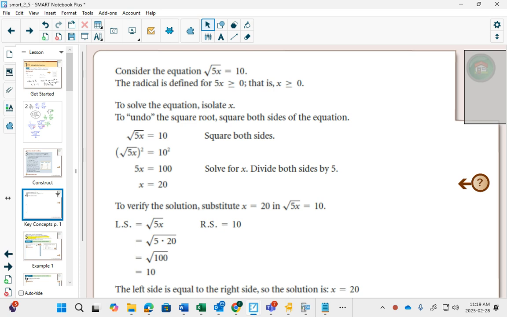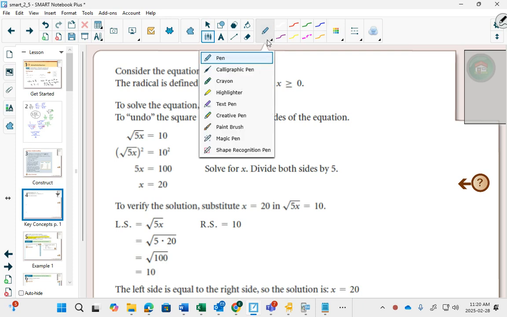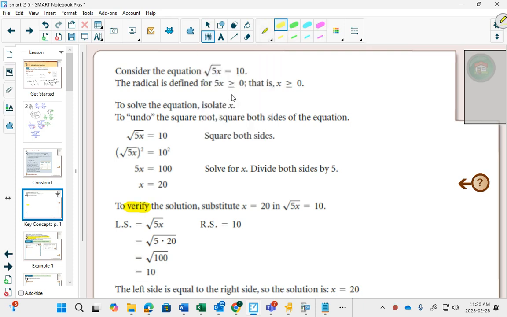So we square both sides, and that gets rid of the square root, and now we've got a question that is just like grade 9 math. How would I get x by itself? I'd have to divide both sides by 5, and I get 20. But what's different about a square root equation is we are always going to have to verify. And the reason we have to verify is sometimes there are numbers that don't start the same, but if you square them, they end up the same.